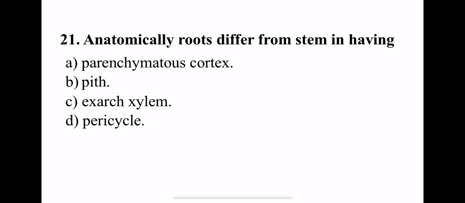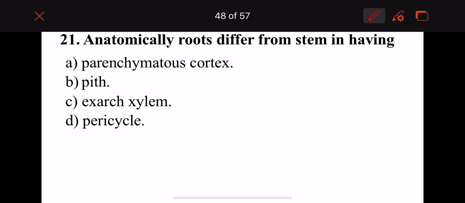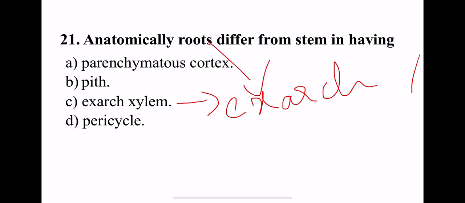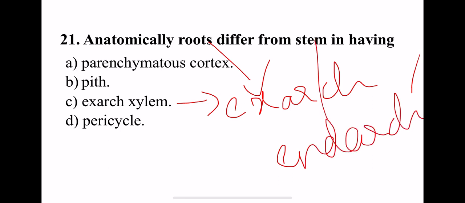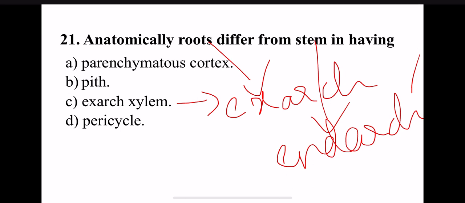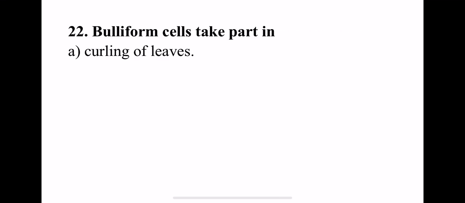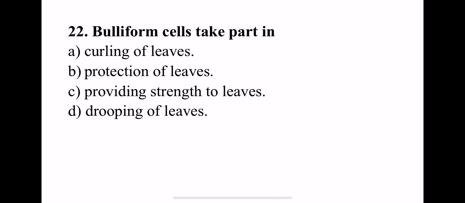This is the main difference, not the pericycle. The main difference is exarch in the root, endarch in the shoot, stem. So next is the bulliform cells; they take part in, it is also a direct question, the curling of leaves.